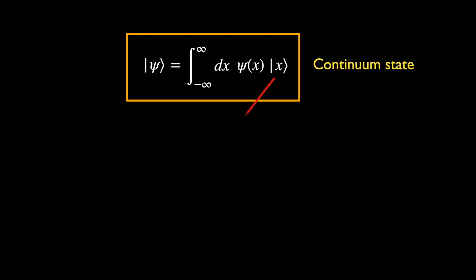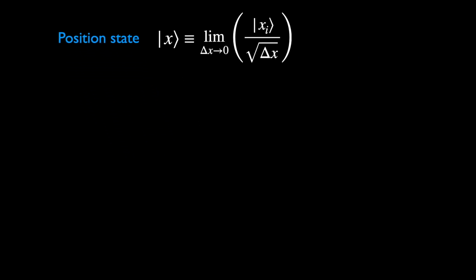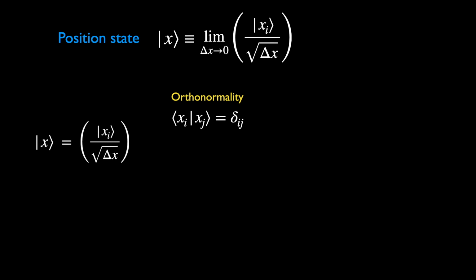Let's take a closer look at the newly defined position state. The discrete version of this state satisfies the orthonormality conditions. We now wish to know the normalization conditions for the continuum position state. Let ket x be the state that is approached by the discrete state x_i in the continuum limit, and ket x prime by the state x_j. The inner product of x and x prime is given by the following.